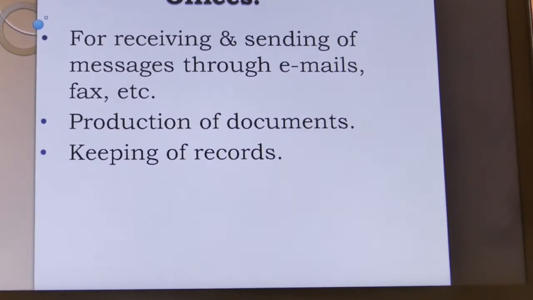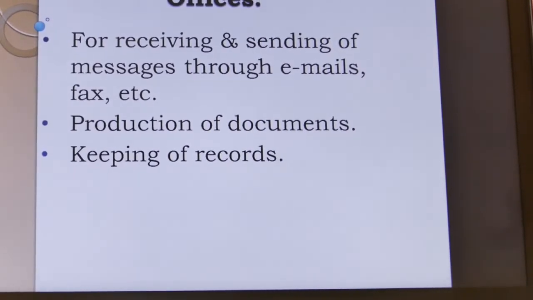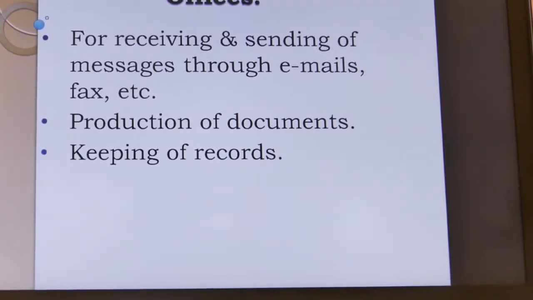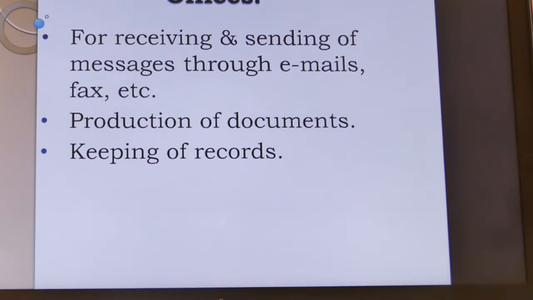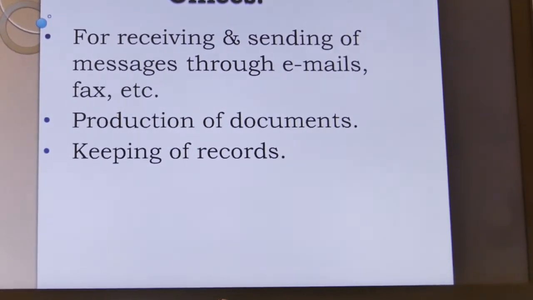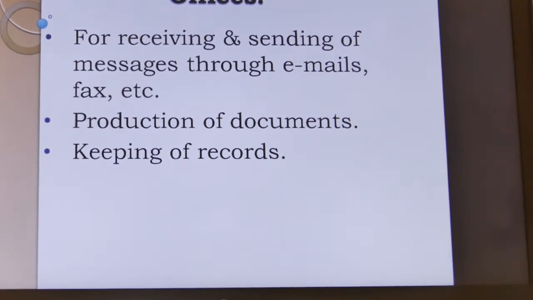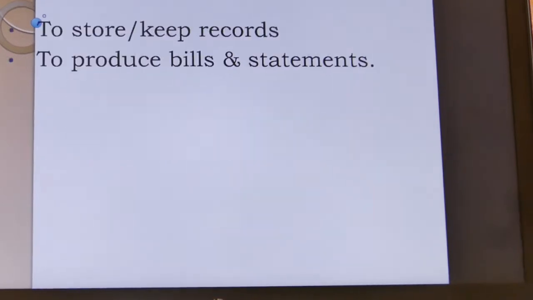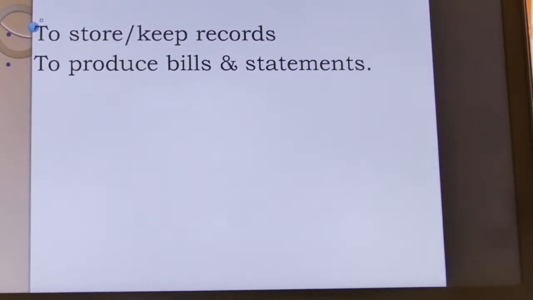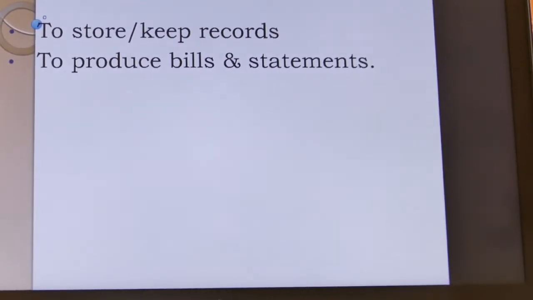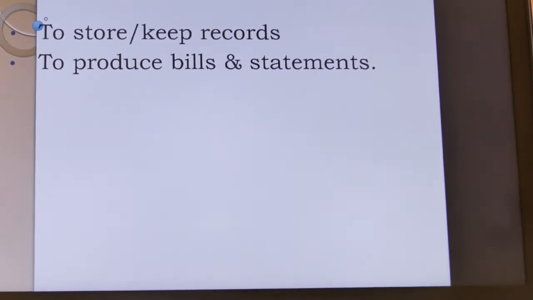In offices, they are used to receive emails and fax, and also for sending messages through email. They are used for production of documents. They are used for keeping records. In government institutions, they store or keep records, and also they can be used to produce bills.